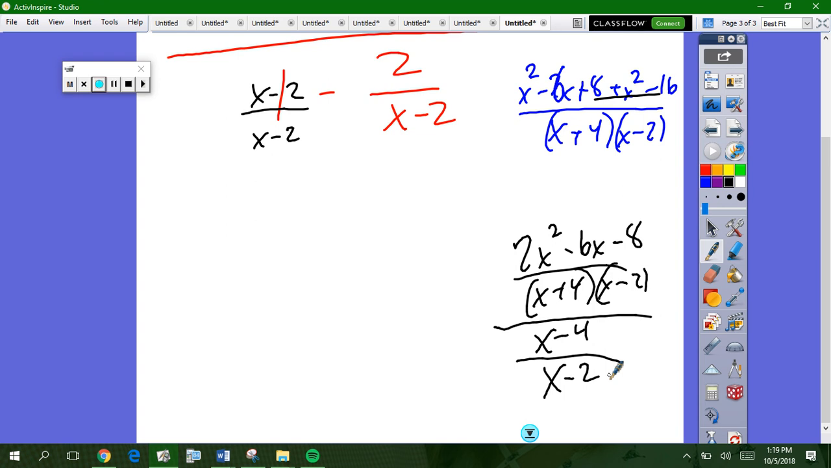X minus 4, because notice I have x minus 2 minus 2. X minus 2 minus 2, because sometimes they can't hear me on that, I've been told.